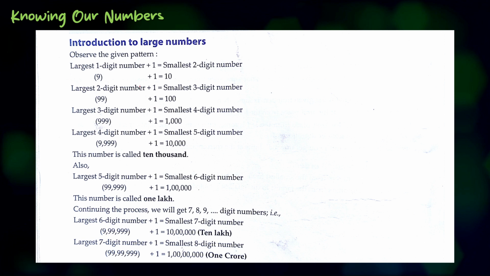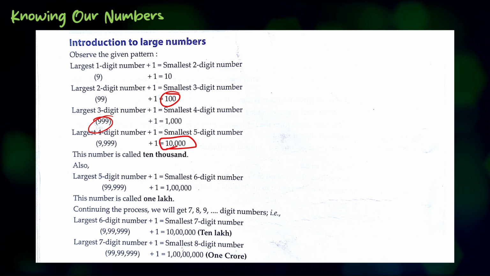Okay, example: the largest 1-digit number is 9. If you add one more, you will get the smallest 2-digit number. The largest 2-digit number, 99, plus 1, you will get the smallest 3-digit number. The largest 3-digit number, 999, plus 1, you will get the smallest 4-digit number. The largest 4-digit number plus 1, you will get the smallest 5-digit number. This number is called 10,000.